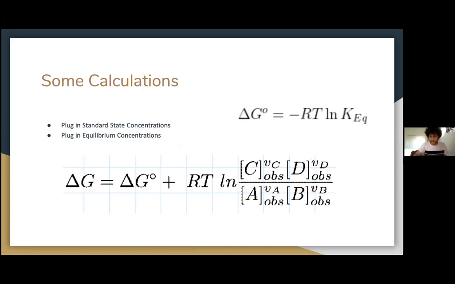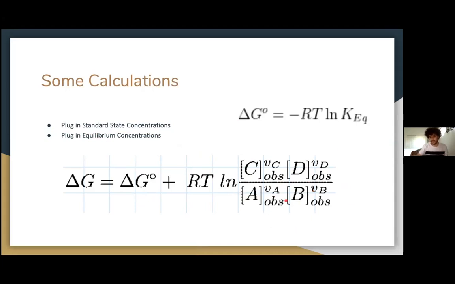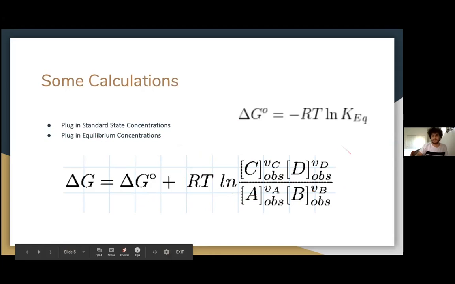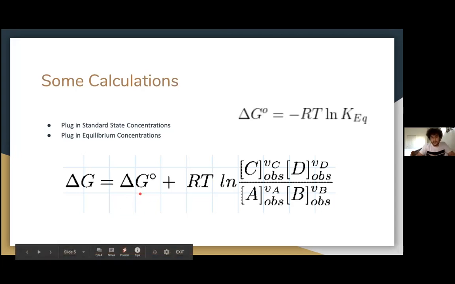So we plug in 1 for Q here, we get an ln of 1. That's 0, right? So this whole term cancels out. So when we plug in standard state concentrations, we're left with our delta G equal to our standard free energy change. That would be if you took products and reactants at 1 molar, dropped them into the system and just let them go. That's the free energy change you measure, your delta G standard state.